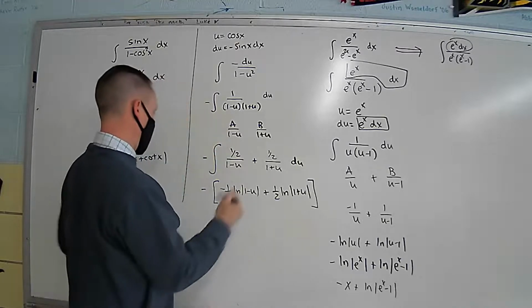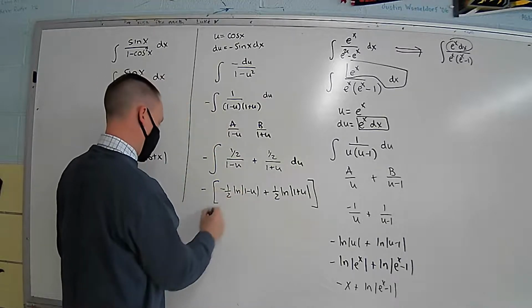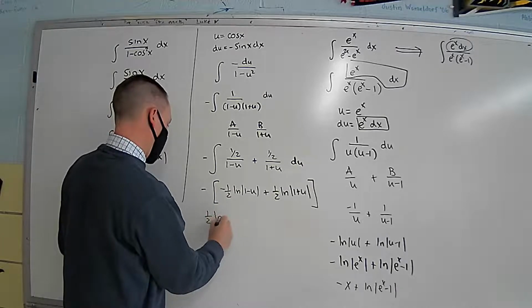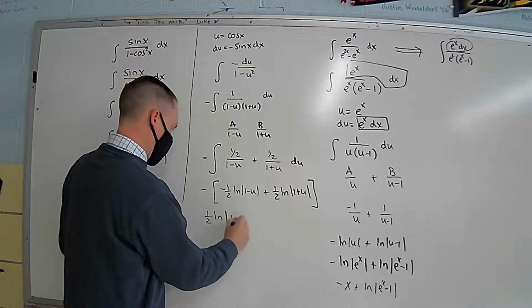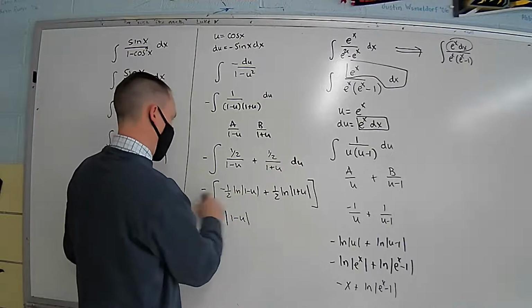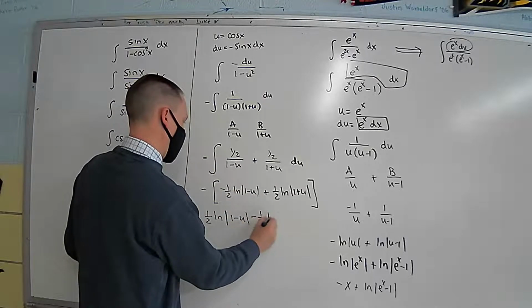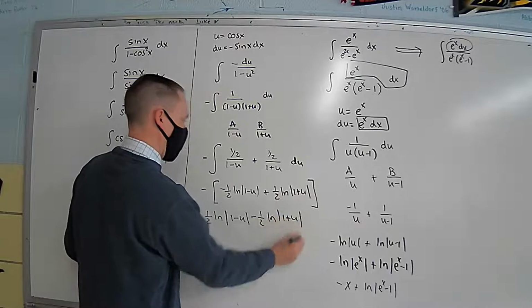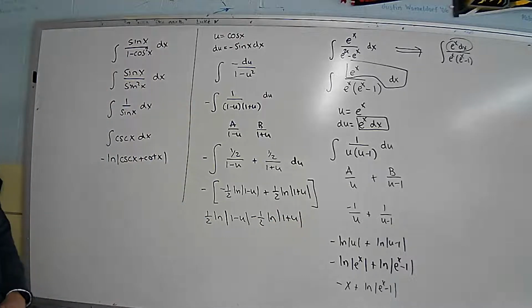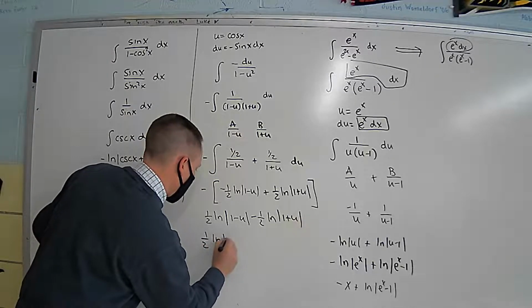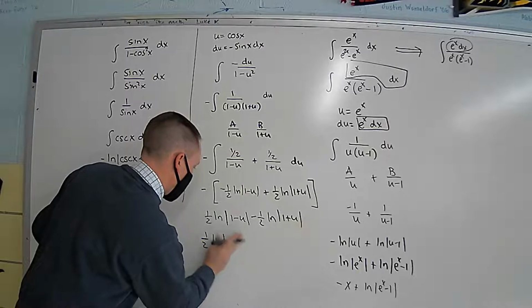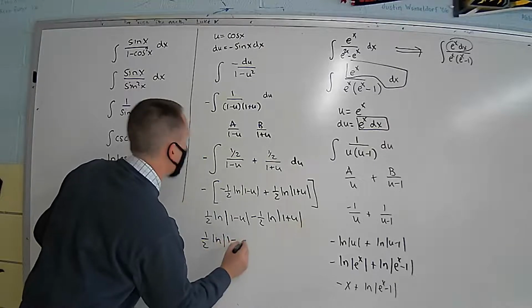I'm going to distribute this negative. So that's going to be 1/2 natural log of 1 minus u, then minus 1/2 natural log of 1 plus u. Now resubstitute. What would you use?